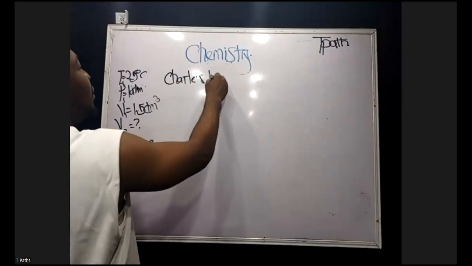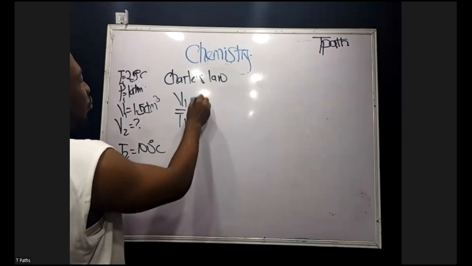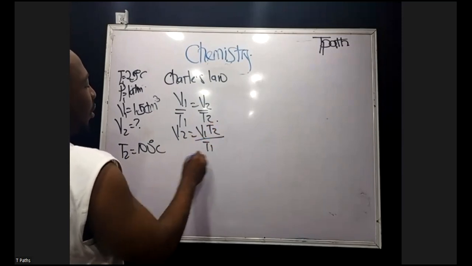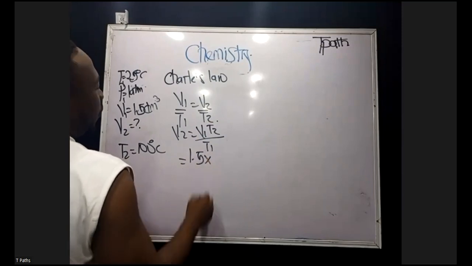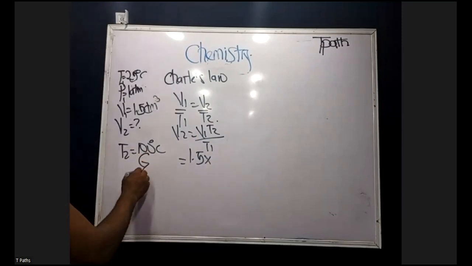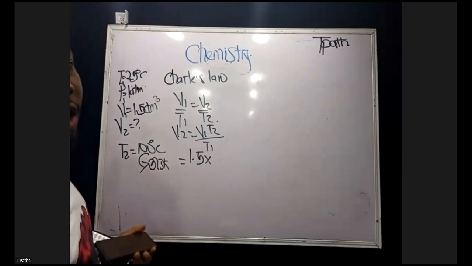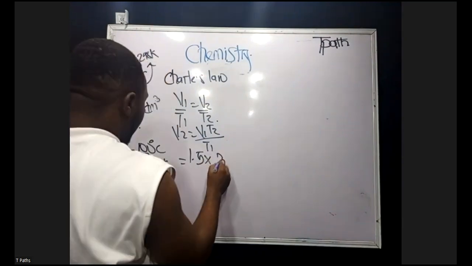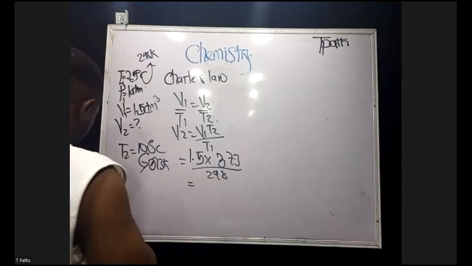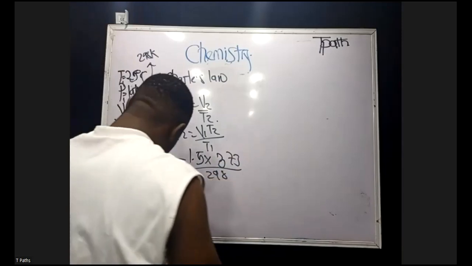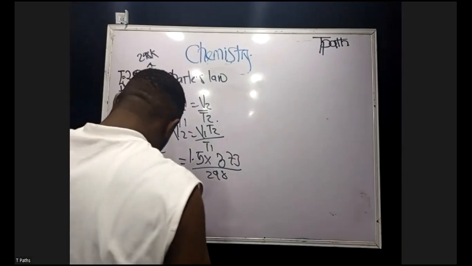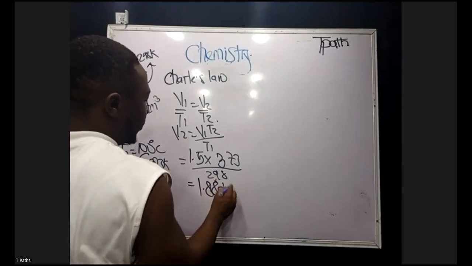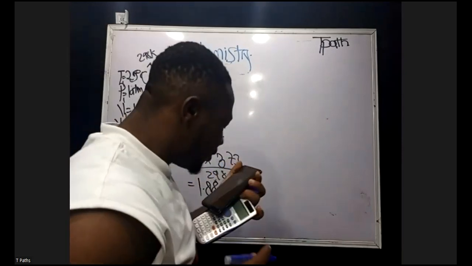With Charles' law, we recall that V1 over T1 is equal to V2 over T2. So V2 is equal to V1 T2 over T1. What is your V1 today? 1.5. What is your T2 today? Convert to Kelvin. That is 373 Kelvin. How did I get 373 Kelvin? I added 273. T1 converted to Kelvin is 298 Kelvin. So 1.5 times 373 over 298. That gives 1.88 dm cube. That is answer option A.